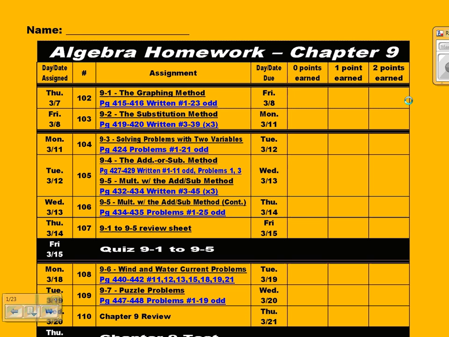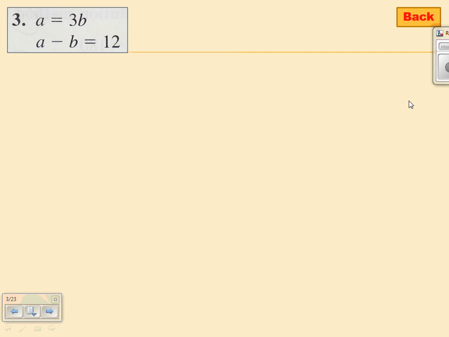So last night's homework, or this past weekend's homework, the homework from Friday, was page 419 to 420, numbers 3 to 39, multiples of 3. You had 13 problems to do for homework. So let's get going with the very first problem.